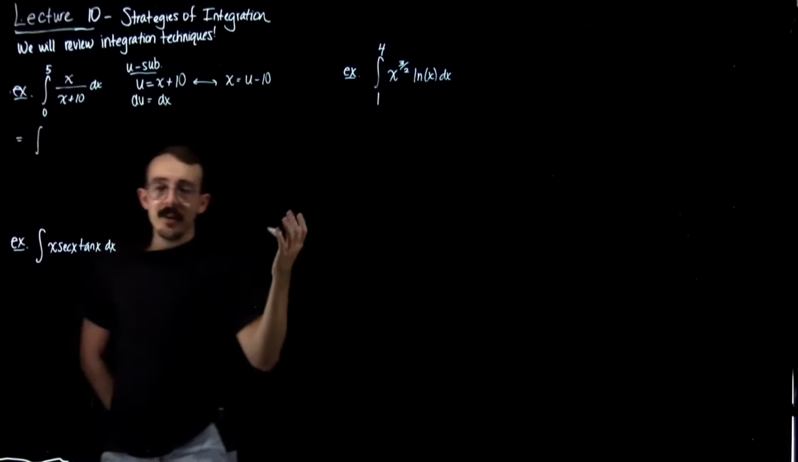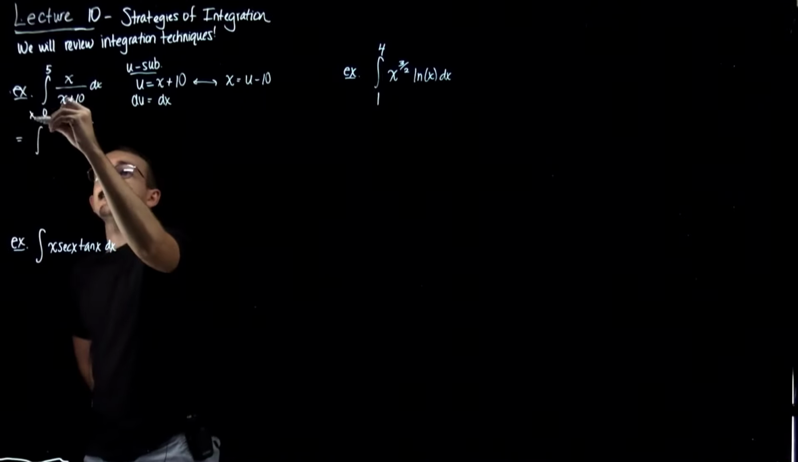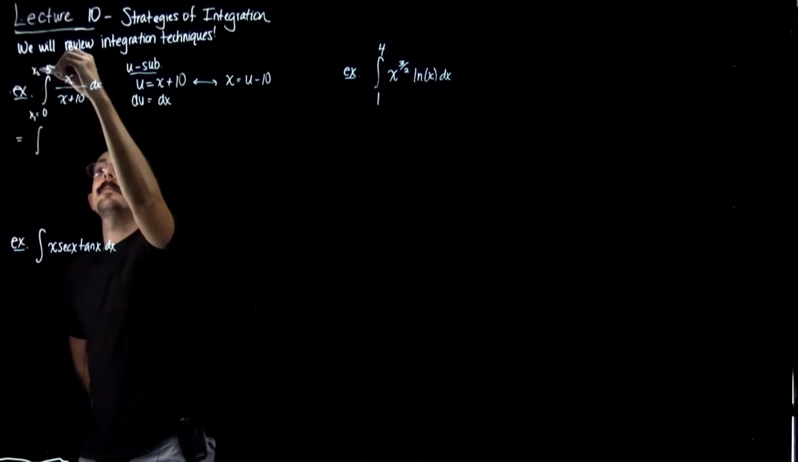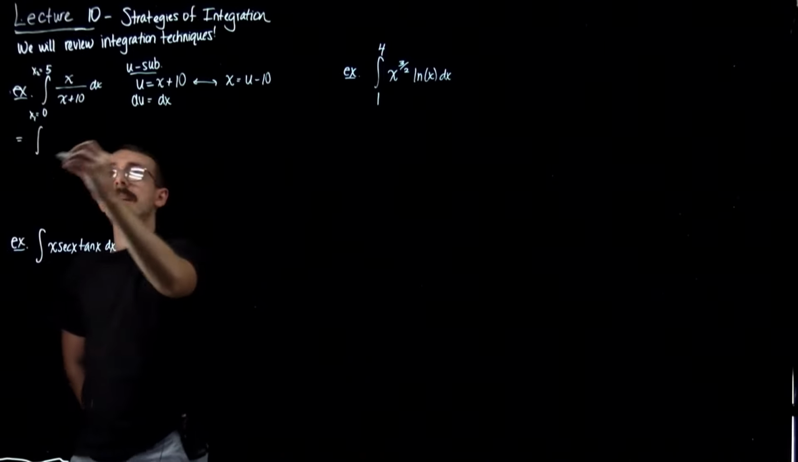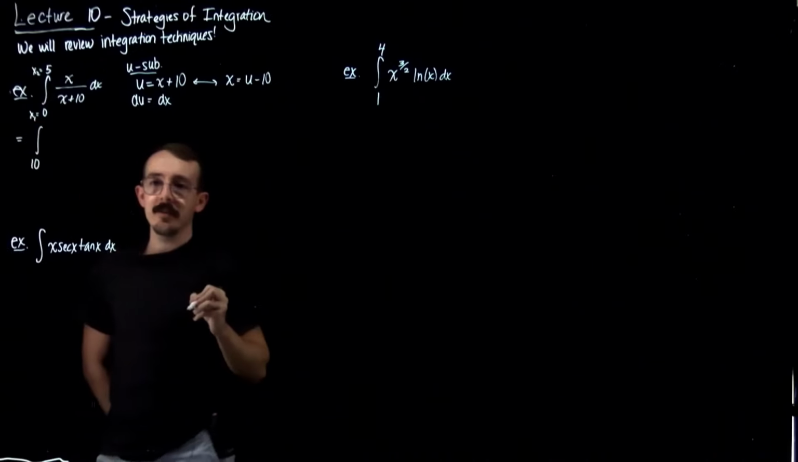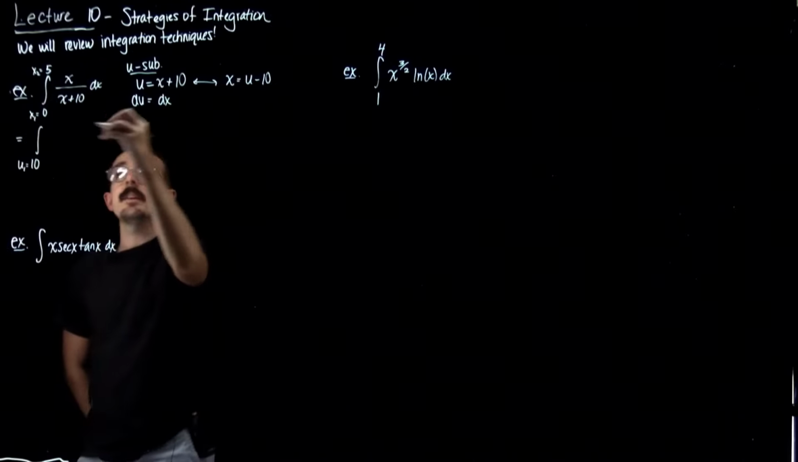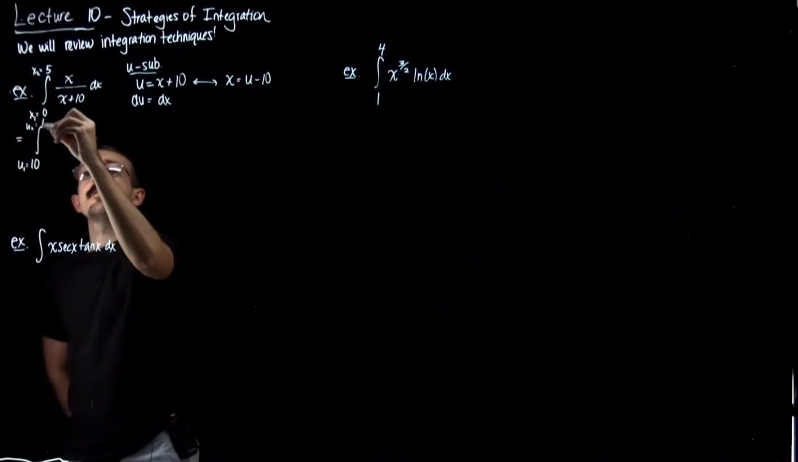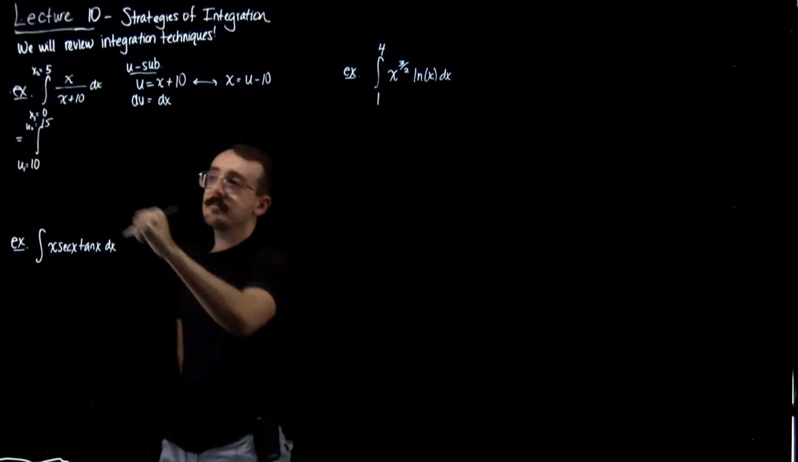What I like to do and what I taught in my Calculus 1 class is to change the bounds from x now. So you have like an x1 and x2 here. Change them to u. So if you plug in 0 for x, you get 10 as the new lower bound for u. And then if you plug in 5, you get 15 for the new upper bound of u. So now I don't have to back substitute when I'm done.